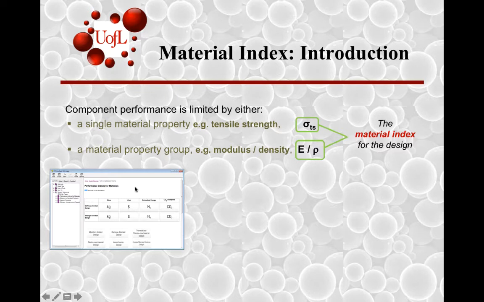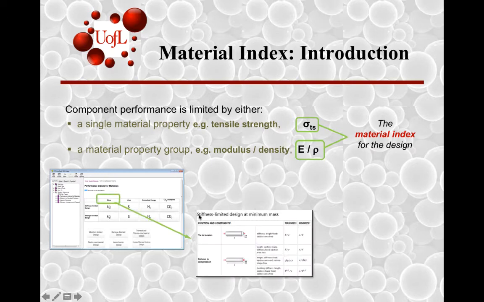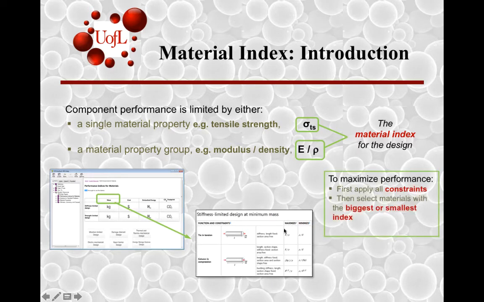So for instance, you have single properties like mass, cost, and environmental properties such as embodied energy or carbon dioxide emission. For mechanical properties, you could have a stiffness-limited design at minimum mass, so you want an E by rho. Okay. So to maximize performance, you'll take this material index after applying all the constraints and decide whether to maximize it or minimize it.